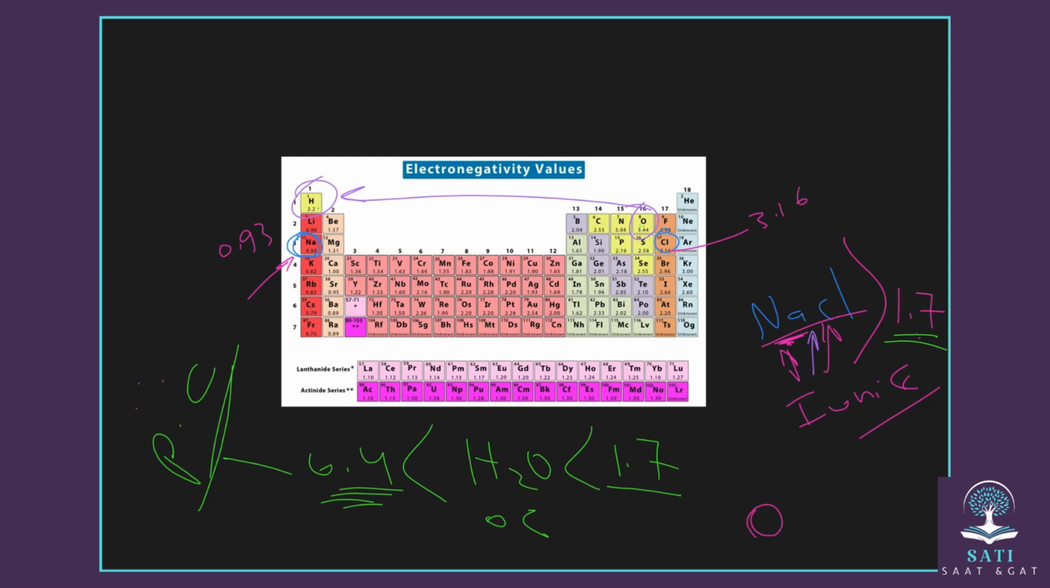Can the difference be 0? Yes. Hydrogen and hydrogen. What's the difference between electronegativity here? The difference between them is 0. So in this case, if the difference in electronegativity is 0, we classify this bond as a non-polar covalent bond. Non-polar covalent bond.